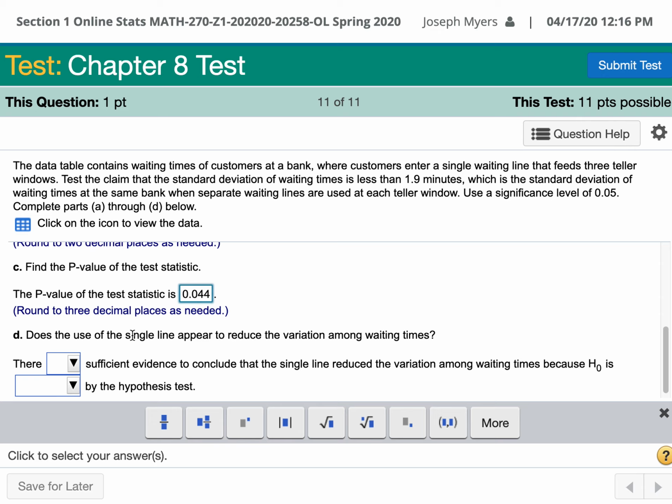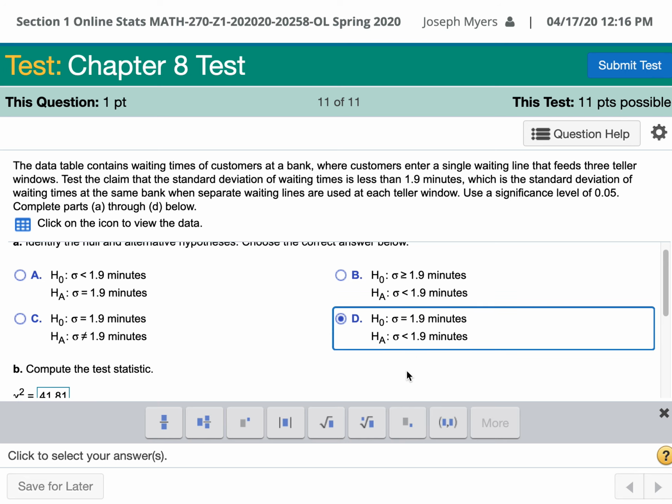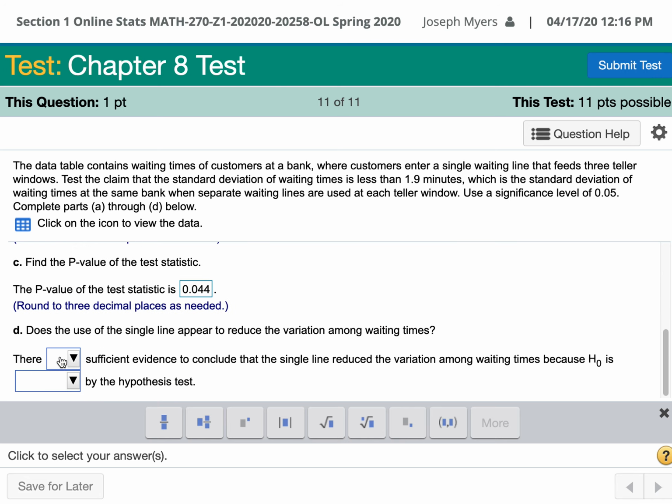So does the use of a single line appear to reduce the variation? Well, think about this. If we reject this null hypothesis, that means that there is evidence that the standard deviation of waiting time is less than 1.9. So there is sufficient evidence to conclude that the single line reduced the variation among waiting times because H0 is rejected by the hypothesis test.